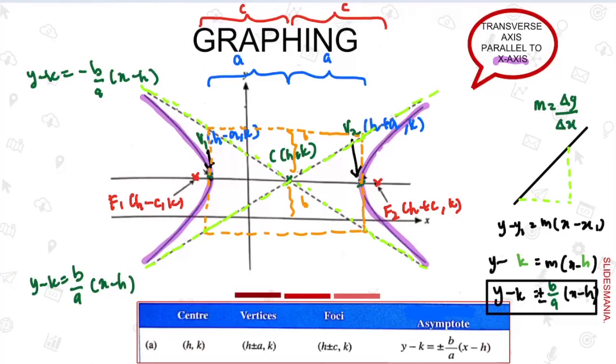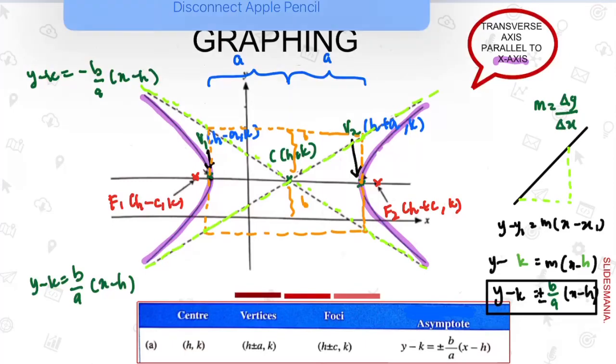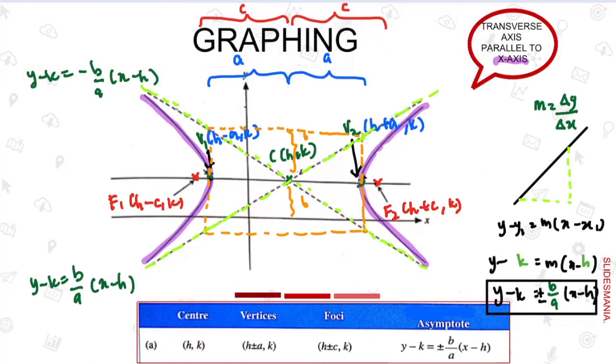So let us review again. We should have our center here. The center is (h, k). We should have our vertices. There are 2 points here. So our vertices are (h minus a, k) and another one is (h plus a, k). That is our V1 and V2. You can see here in the summary part. Next, let's see our foci. These are the 2 foci here. One of them is (h minus c, k). Another one is (h plus c, k).